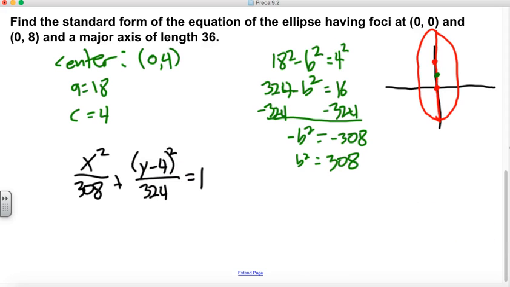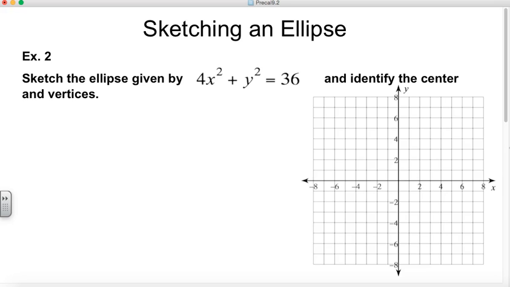Okay, so let's move on and look at how to sketch an ellipse that's given by the equation, right? So we get the equation, and we want to identify the center and vertices and graph this ellipse. So this is pretty simple. First thing you've got to do is just make sure that the equation equals 1. So in order to make this equal 1, we want to divide by 36. Okay, so let's take everything and divide it by 36.